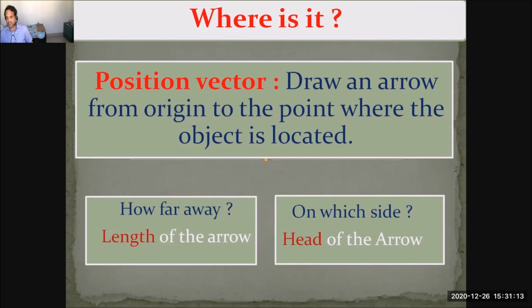So how do we draw a position vector? A position vector is drawn using an arrow. The arrow is started from the origin of the axis, the zero of the axis, to the point where the object is located. As the arrow has two pieces of information, length and the head, the length of the arrow would give the information about how far away it is from the reference point, that is origin, and on which side it is, is given by the arrow head.